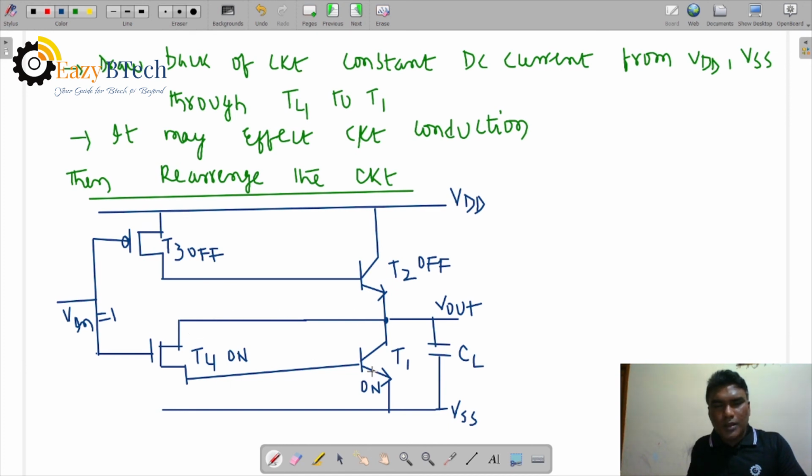What happens here? Here the base emitter voltage will be added, and the collector emitter saturation voltage is also added. So the total output voltage is 0.8 volts. So it is an inverter. Inverter means it is fully on or fully off, meaning fully logic 1 or fully logic 0. It does not come under fully logic 0.